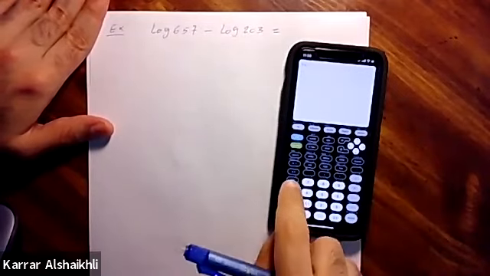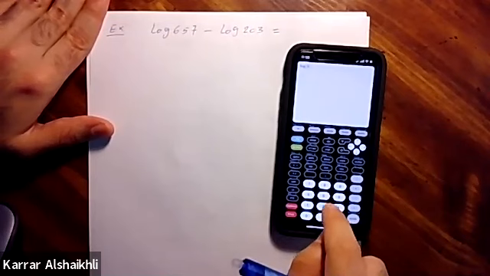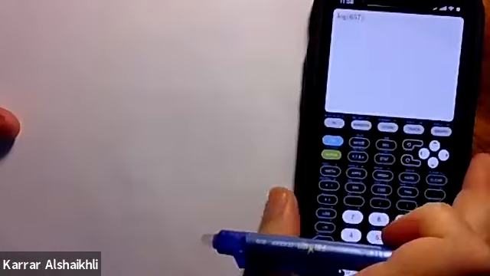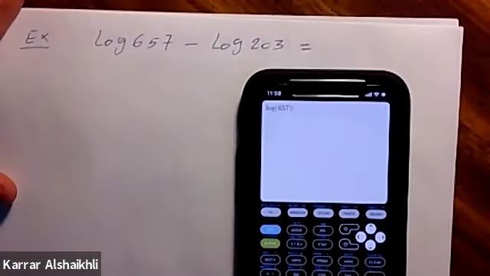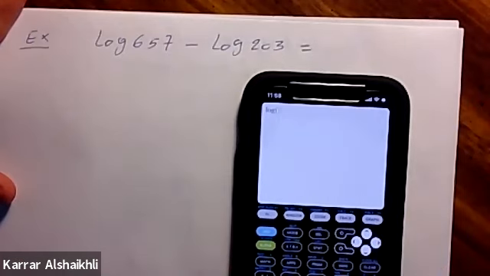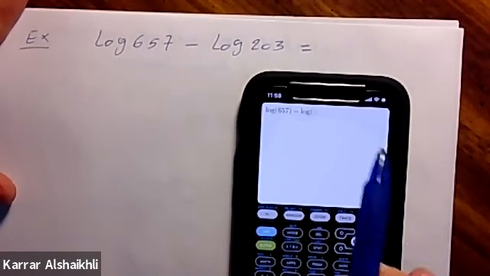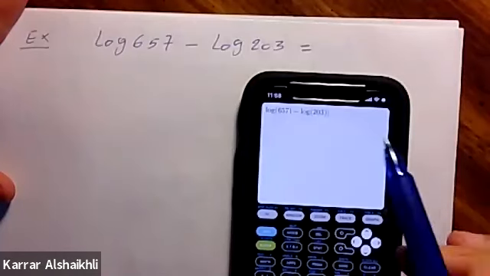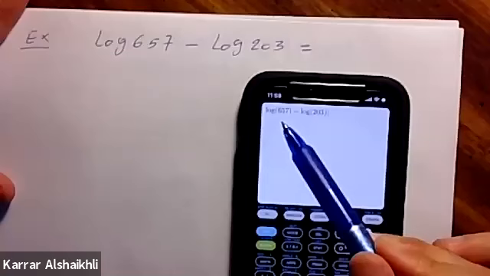You can use the one without the log. You can say log 657, close the parentheses. This is really important. Here's another note. Sometimes when you plug it in the calculator, when you press the log, it already opens the parentheses. So 657, the first number, close the parentheses before you move into the minus. Minus, press the log again, you see another parentheses, 203, close the parentheses. If you're not closing these parentheses, your result is going to be wrong.